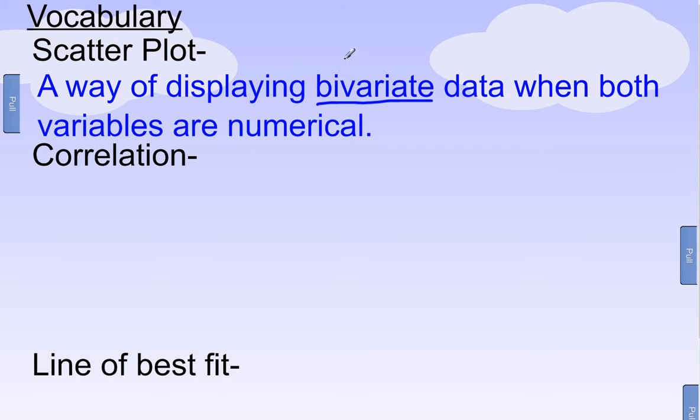And bivariate means 2 different variables. So it's a way to compare things with 2 different variables, with 2 different measurements. We can talk about height and temperature as 2 different variables that you could use a scatterplot to see if there's a relationship between the height and the temperature.